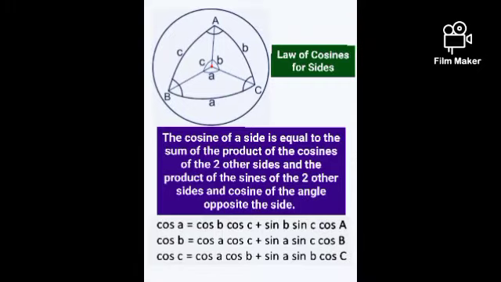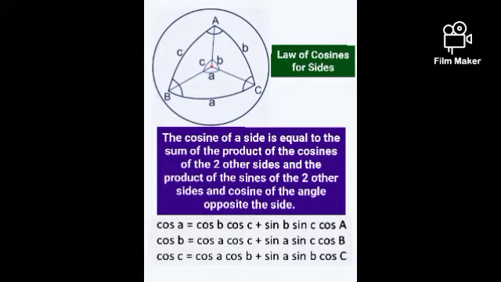Another method that we can use for solving oblique spherical triangles is the law of cosines for sides. The law of cosines states that the cosine of a side is equal to the sum of the product of the cosines of the two other sides and the product of the sines of the two other sides and the cosine of the angle opposite the side.